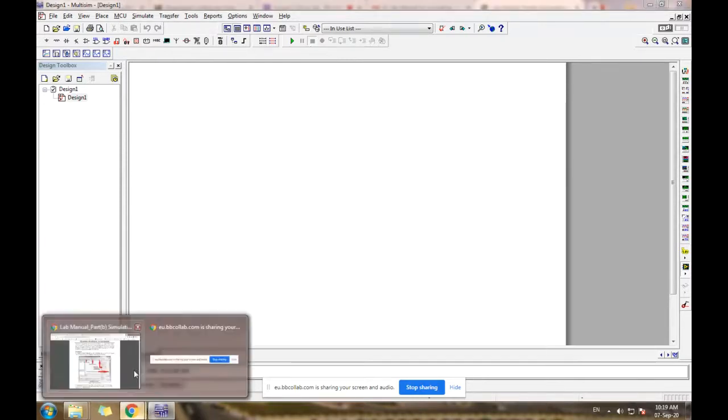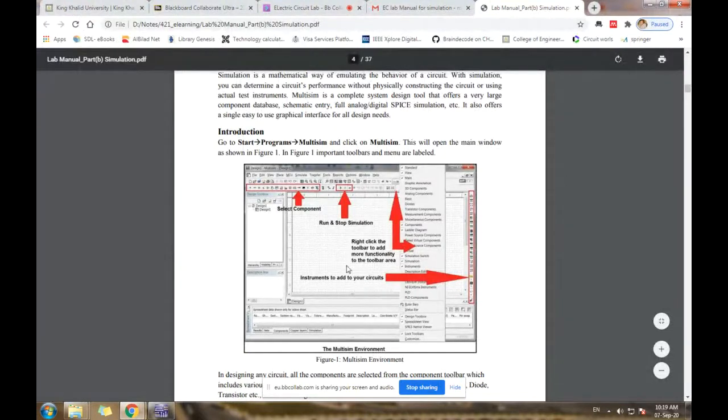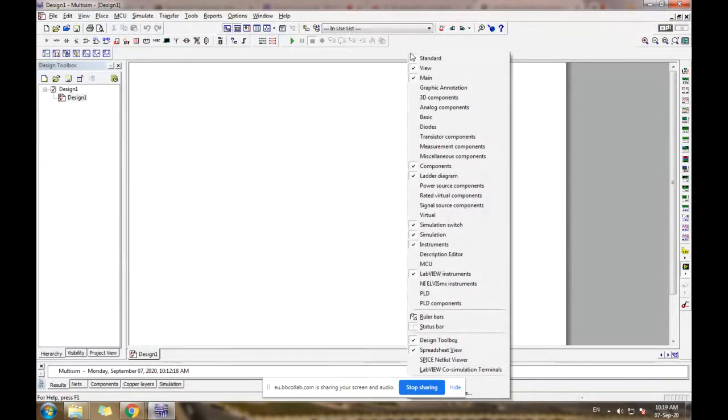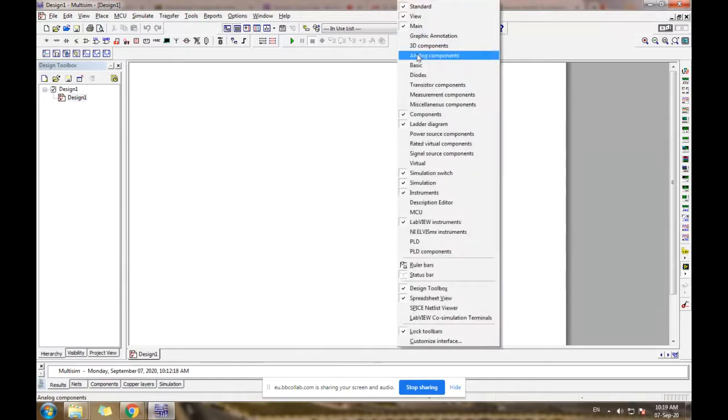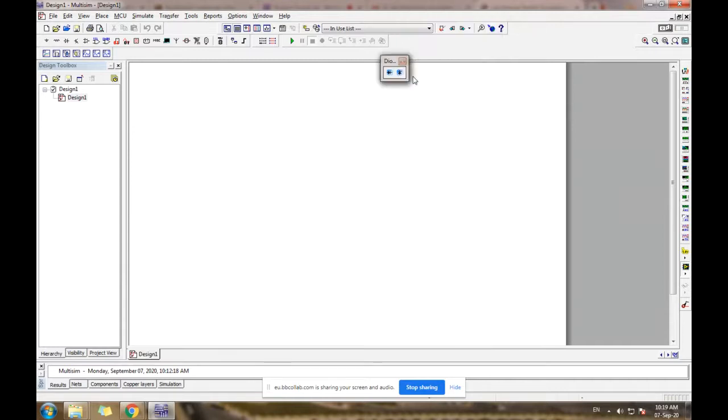If you right click in the toolbar, you can see all the parts. You can select from here what available components you want to view in the toolbar. You can select and deselect from here. Simply right click in the toolbar and it will open. From here, with the check box, suppose I select the diodes, the diode toolbar will appear, so from here you can select the diode and place it.